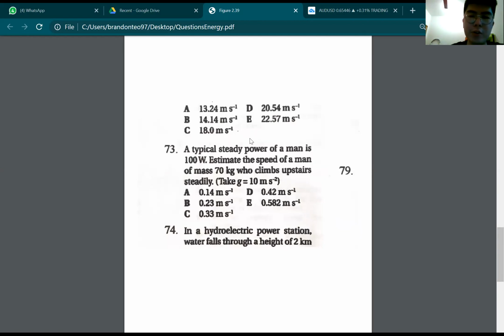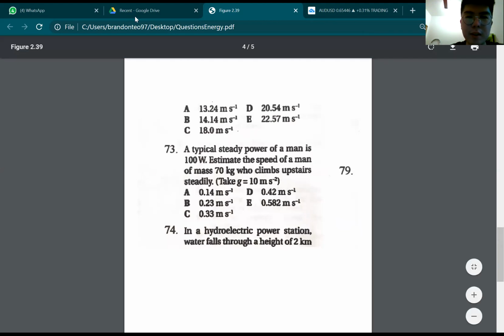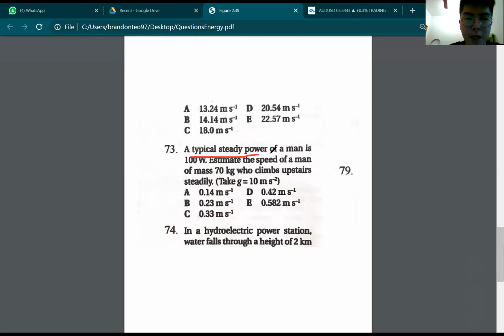Question 73 is just a very quick question here. Look at the question. A typical steady power of a man is 100 watt. So the power of this man is 100 watt. Estimate the speed of this man if he has a mass of 70 kg, if he climbs upstairs steadily. Given his power is 100 watt.